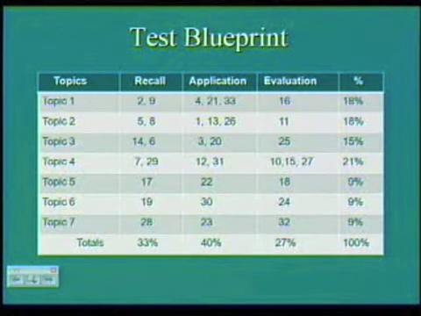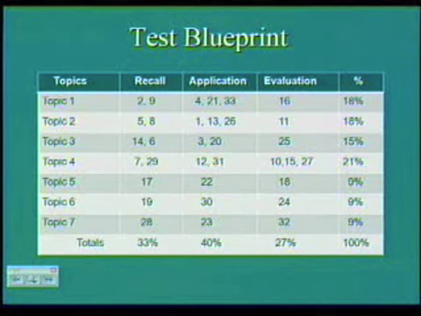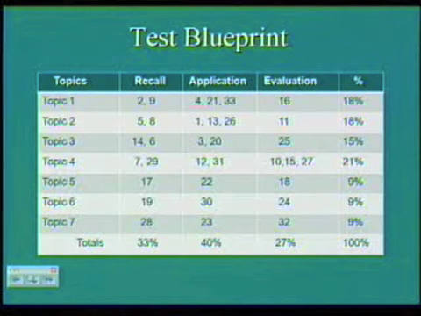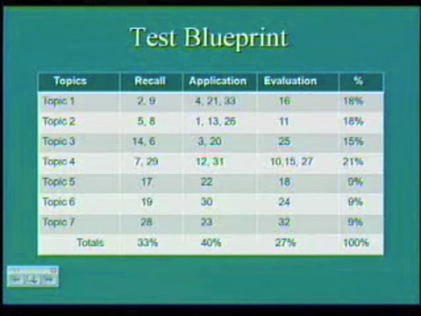And these are test items. Topic 1, item 2, question 2, question 9, question 4, question 21, question 33, and so forth. So you see the ones that you spent the most time on, the ones that are the most important, are sampled more deeply. And you see topic 4, obviously, must be very important at the highest level because there are 3 questions at the evaluation level for that one.